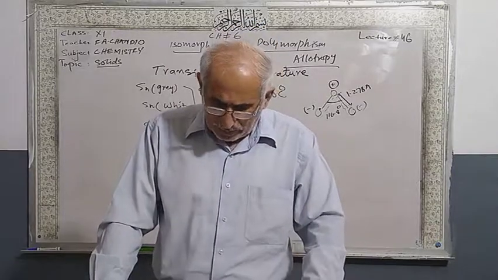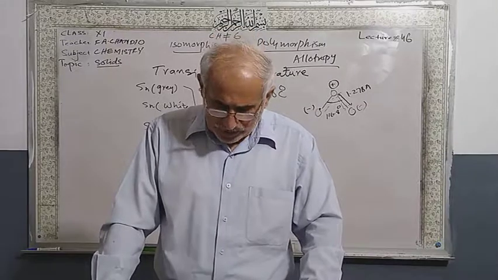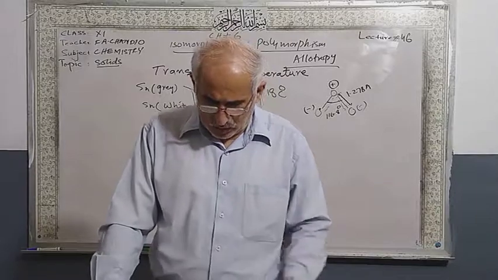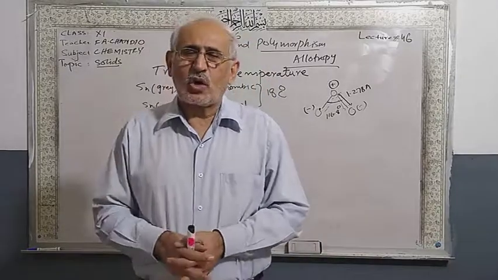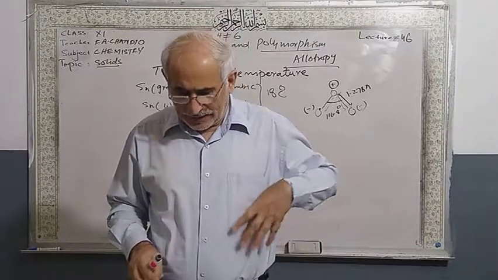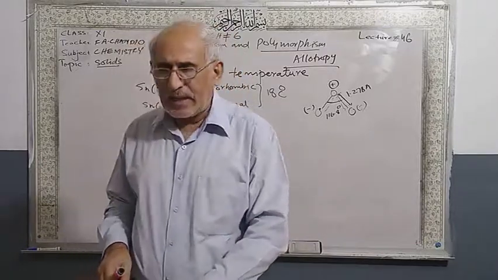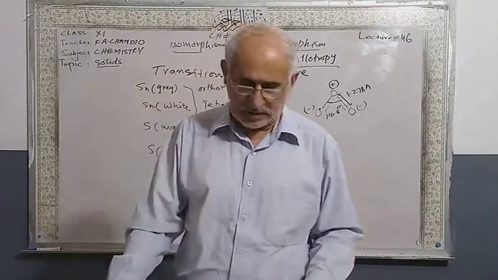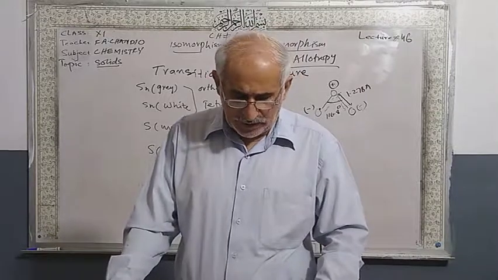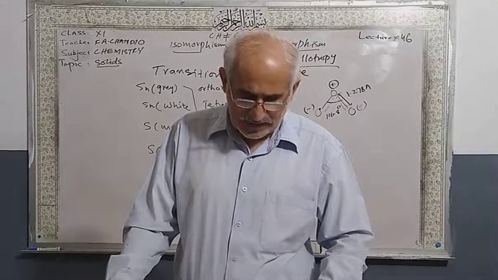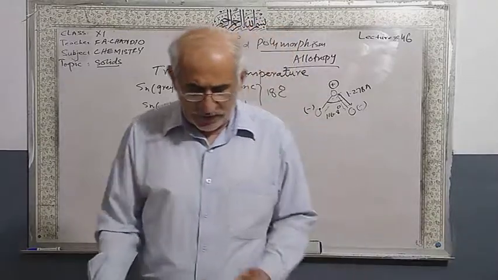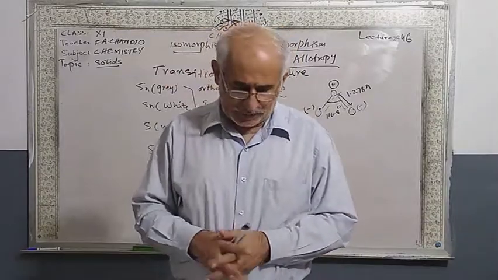Sulfur has 4 allotropes: rhombic sulfur, monoclinic sulfur, amorphous sulfur and plastic sulfur. Rhombic sulfur is yellow in color and stable at 96 degrees Celsius, and there are S8 molecules, 8 atoms. Monoclinic beta sulfur is a crystalline solid, stable between 96 degrees Celsius to 119 degrees Celsius. It is converted into rhombic sulfur at room temperature.